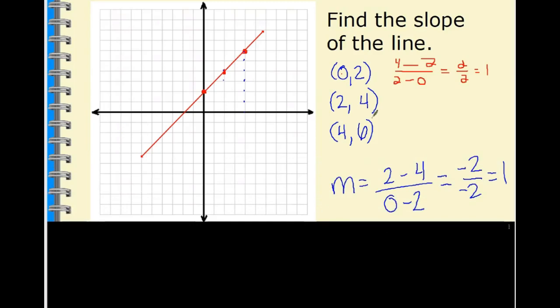Notice if you did it with the next 2 points there, you could do 6 minus 4. Exactly. 6 minus 4 over 4 minus 2. Notice when you do that, you're still getting 2 over 2, right? Okay.